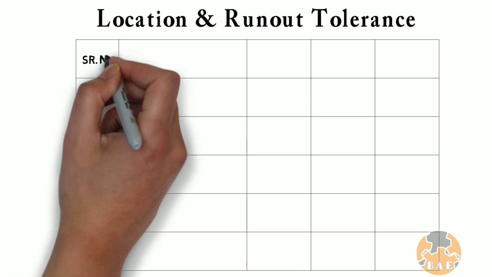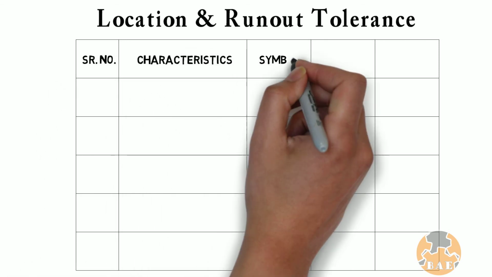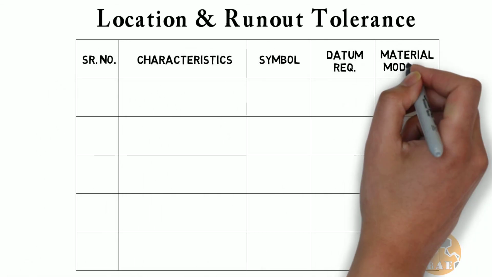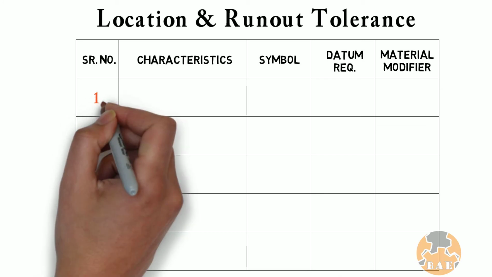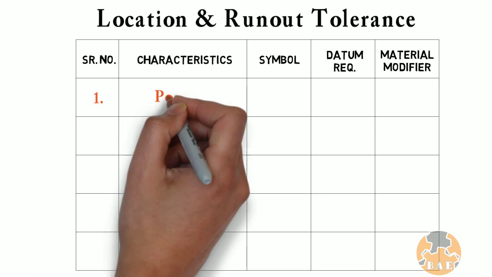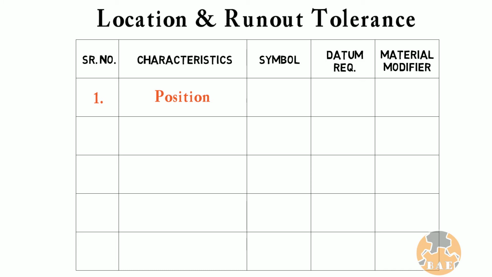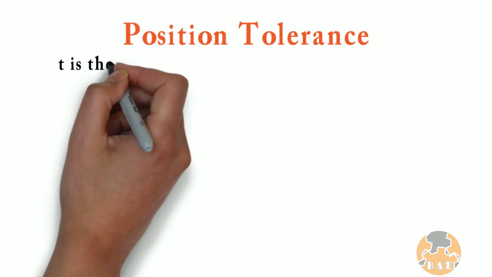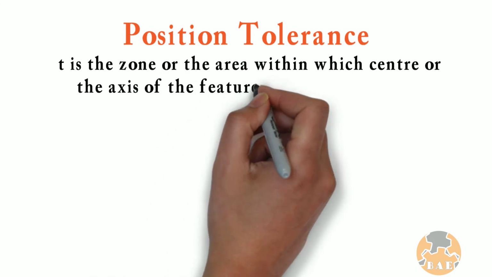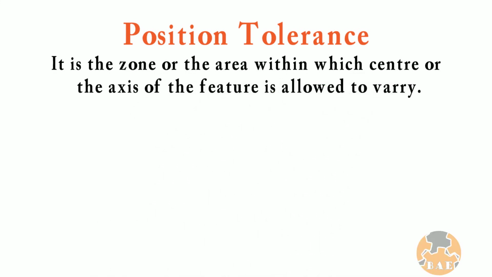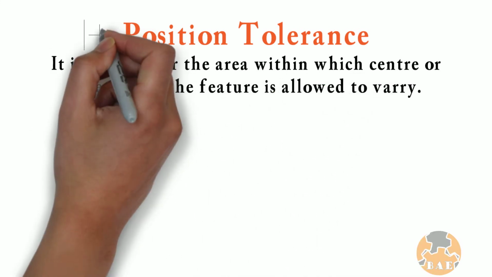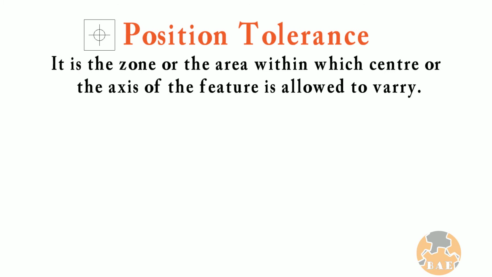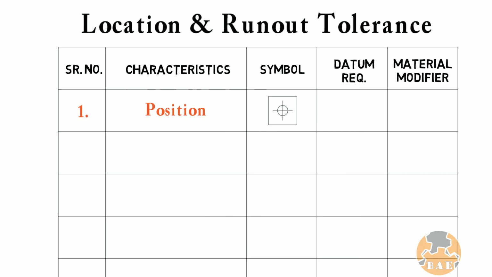There are three characteristics in location tolerance, which are position, concentricity and symmetry. First one is position tolerance. Position tolerance is the most important tolerance of all 14 characteristics. We can call position tolerance the zone or the area within which the center of the axis of the feature is allowed to vary. We show position tolerance with the help of the position symbol like this.